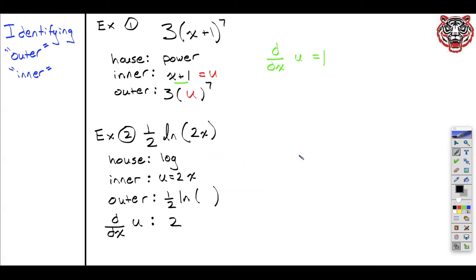And let's do an example 3 off to the side. You can do it below if you want in your notes. I don't really care. I just want to squeeze it onto one slide. Let's look at this function: e to the power of 2x. I want to know what house we're in. I want to know the inner. I want to know the outer. And I want to know what the derivative with respect to x of u is.